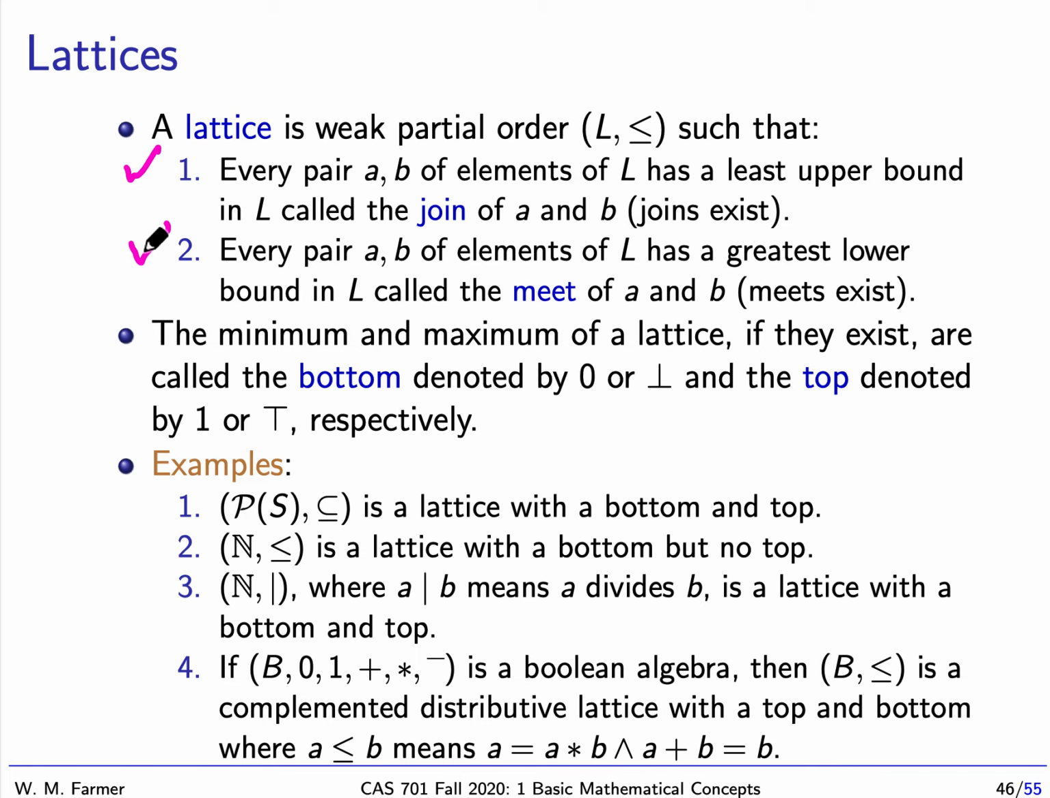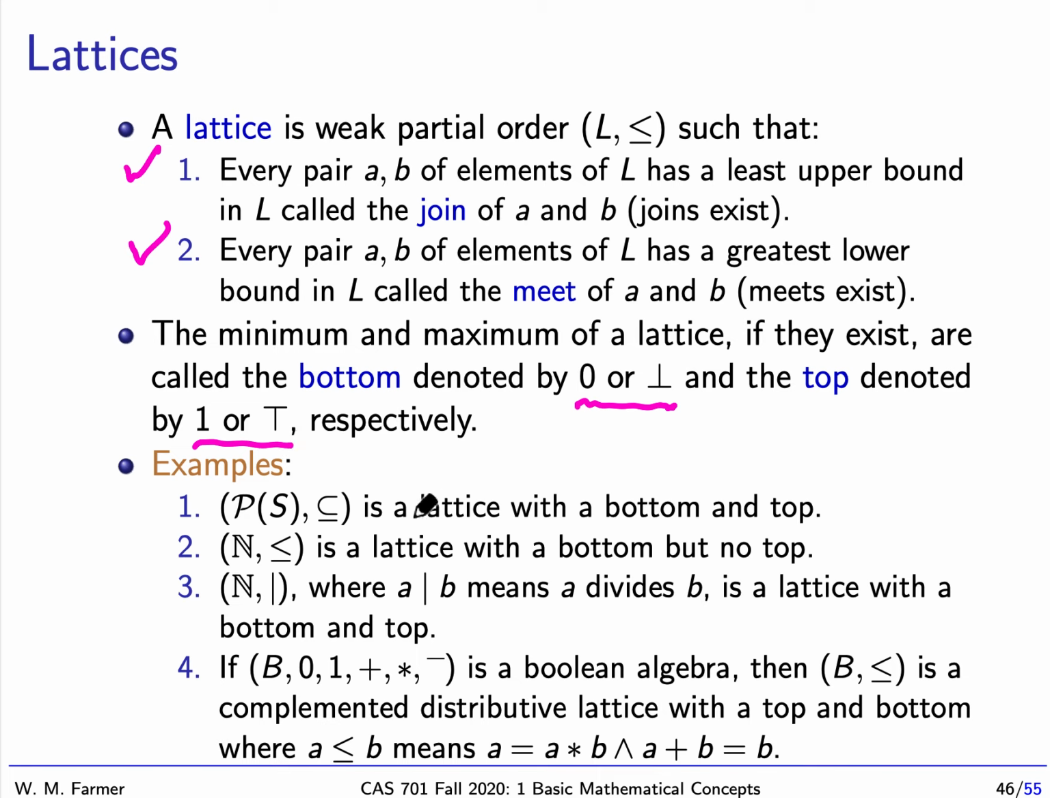Now a lattice could have a maximum and could have a minimum. We call the minimum bottom, and it's represented by either 0 or the bottom symbol. And we call the maximum top, and it's represented either by 1 or the top symbol.